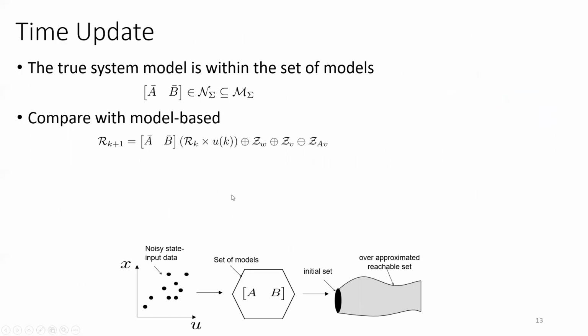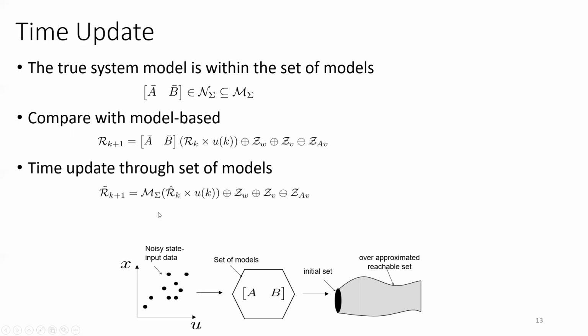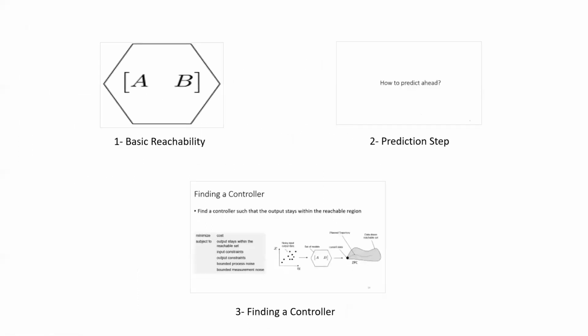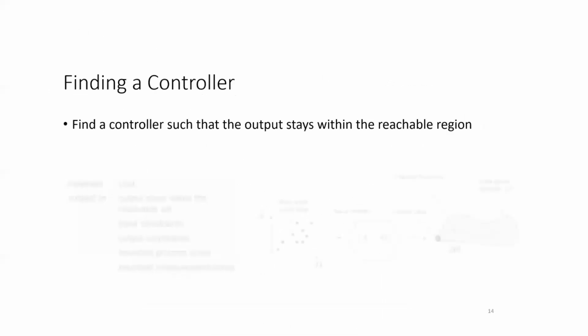Then we propagate ahead, and instead of propagating ahead in the model-based case by multiplying by the model, we will propagate ahead by multiplying by the set of models, as shown here. Next, we will find the controller and formalize the optimization problem.